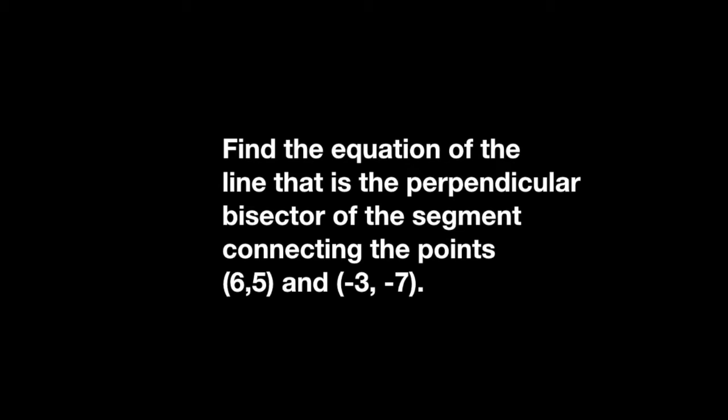I'm Mr. Pickett. I had a student email me about a specific homework problem, and so I figured I'd make a video and show you guys how it's done. The homework problem is, find the equation of the line that is the perpendicular bisector of the segment connecting the points (6, 5) and (-3, -7).